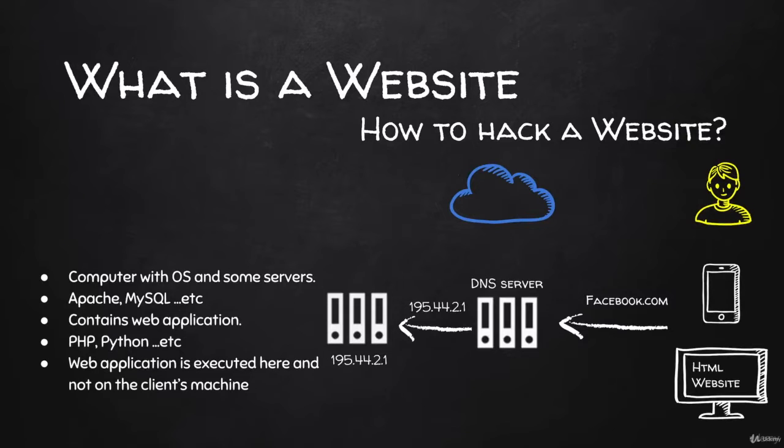Now, let's translate this into our example. In our example, we're going to be targeting the Metasploitable machine. So our web server is going to be the Metasploitable machine. And we're not going to be using a DNS server, so we're not going to be using a name like facebook.com. We'll be accessing the website directly using its IP address.